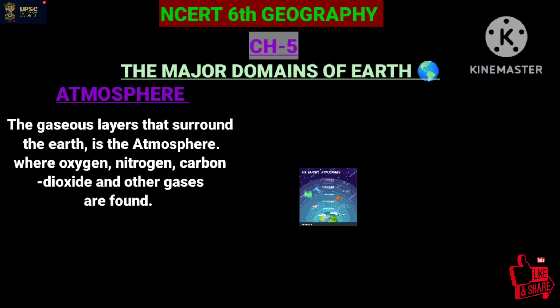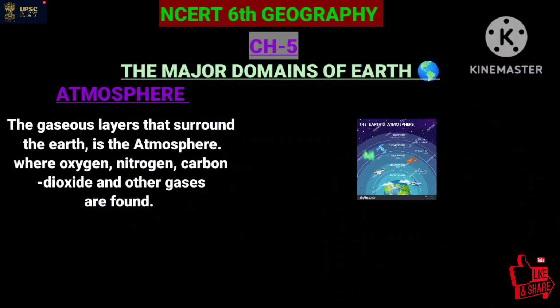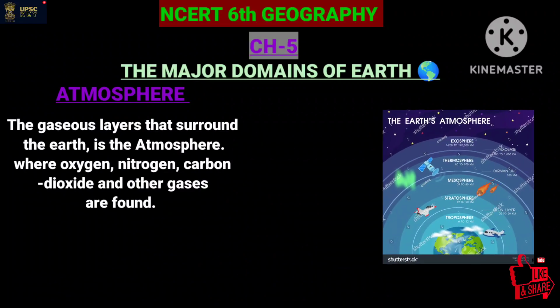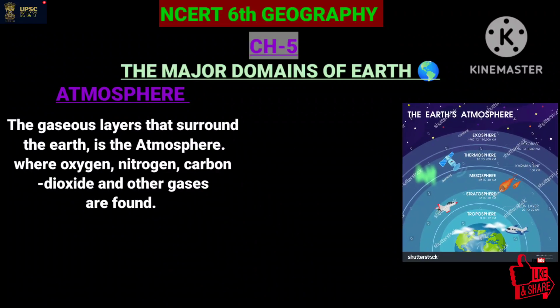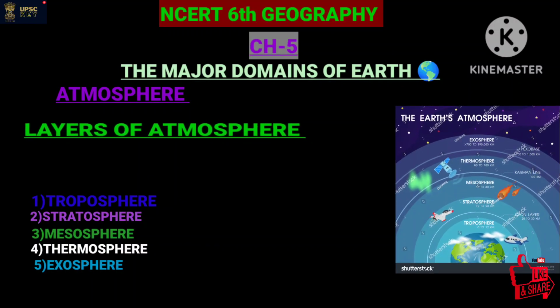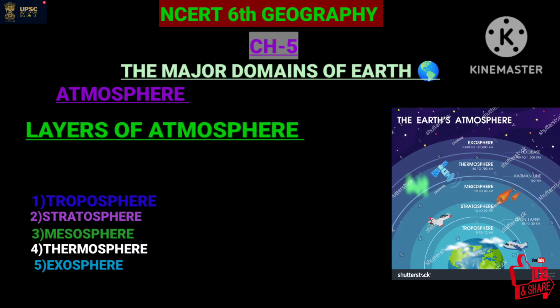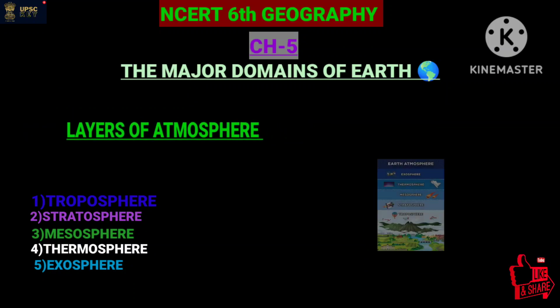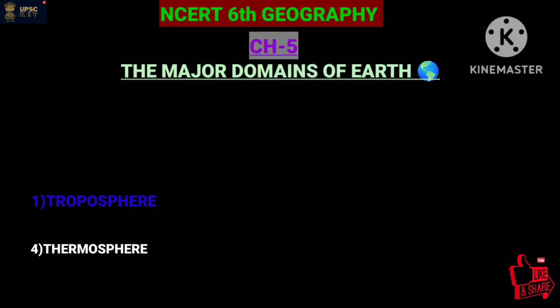What is the atmosphere? The gaseous layer that surrounds the earth is the atmosphere, where oxygen, nitrogen, carbon dioxide, and other gases are found. The layers of the atmosphere: troposphere, stratosphere, mesosphere, thermosphere, and exosphere. These five are the layers of atmosphere.